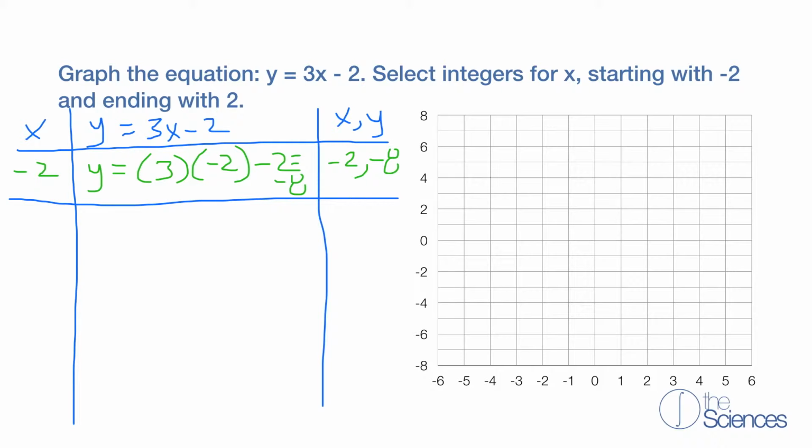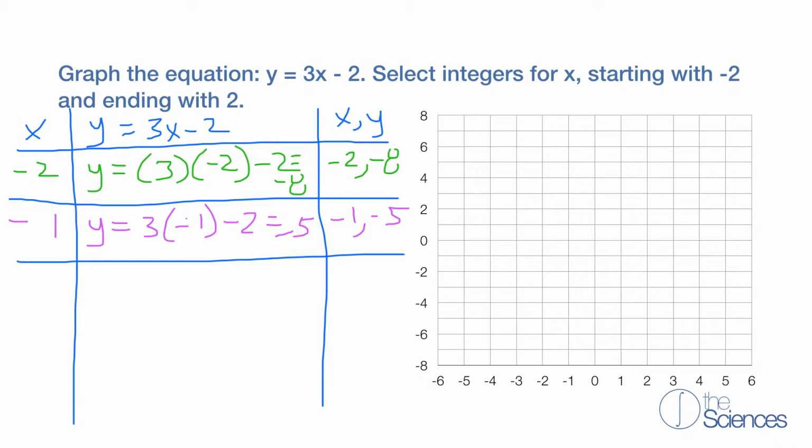So now we want to find a plot when x is -1. So now we're going to find our y coordinate. So we have 3 times x, or -1, minus 2. So 3 times -1 is -3, minus 2 is -5. So our plot is -1, -5.